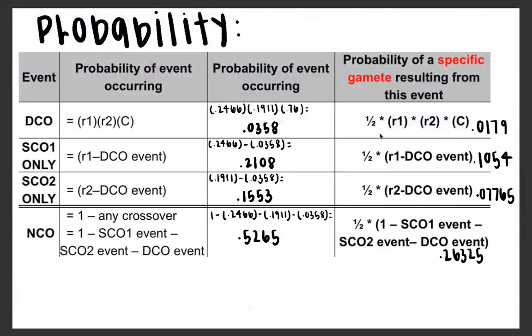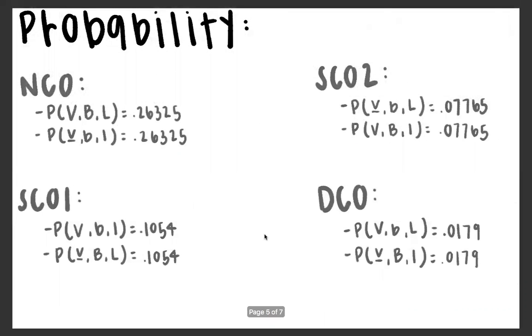After finding all of our different types of crossovers, we can use our R1, R2, and C values to help find the probability of the event reoccurring and the probability that a specific gamete can result from this event. And this is just the math and how we get to the answers, and it's grouped by the different types of crossovers. And this is also the math for all the different 8 types of gamete probabilities and the math for each.